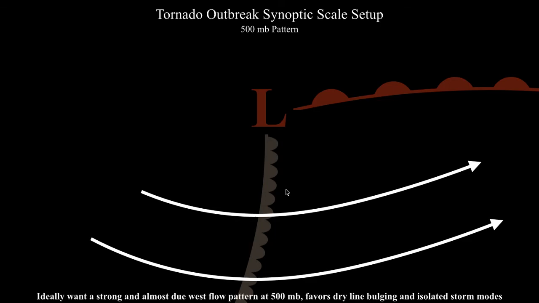But if you've got weak vertical motions and a nice flow pattern that's perpendicular to the boundary, that gives you a better chance of producing isolated thunderstorms, which in turn have a better chance of becoming supercells. And of course, supercells typically produce the stronger and longer-lived tornadoes if the rest of the environment is favorable.